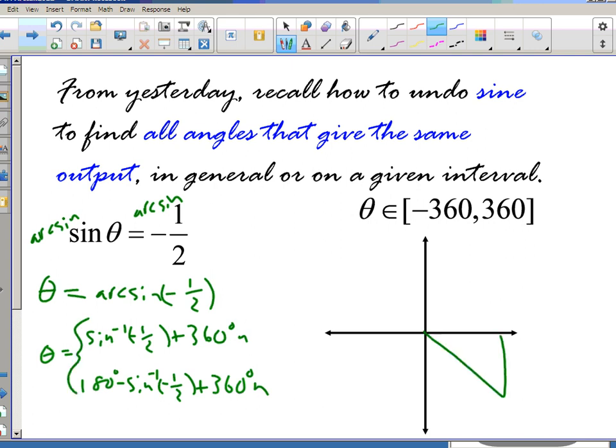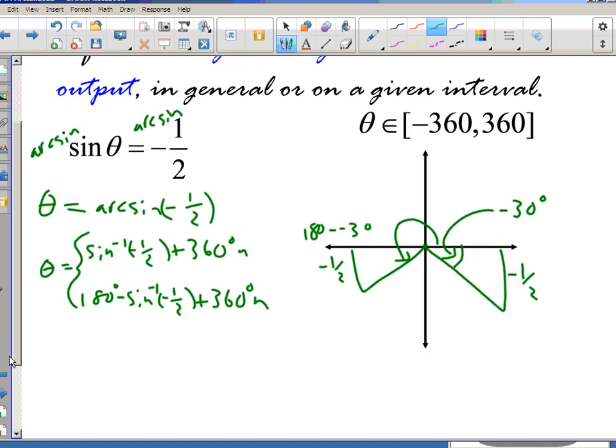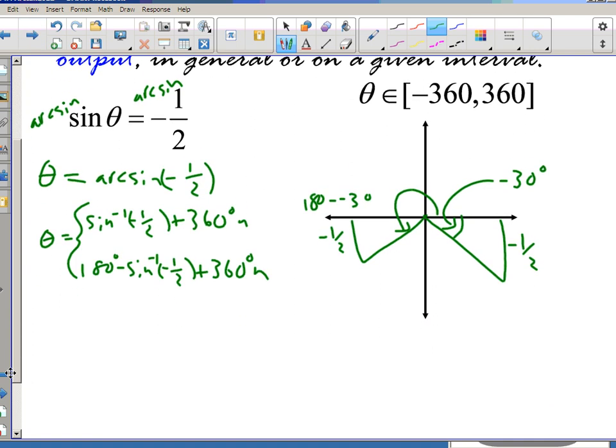Sine is negative below the x-axis, and opposite is negative 1/2 on these triangles, and that makes me think this angle here is negative 30, and if I did 180 minus negative 30, that's 180 plus 30, which would get me around to that spot. So that would be the general solution, but I want to find values from negative 360 to 360, so I'll use my general solution to find values in the interval given. Negative 30 works, and if I add 360 to that, I get 330, and that angle works as well.